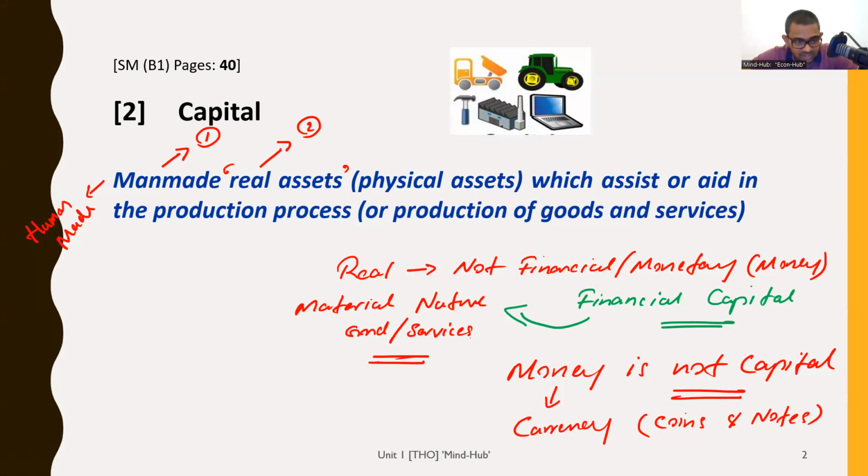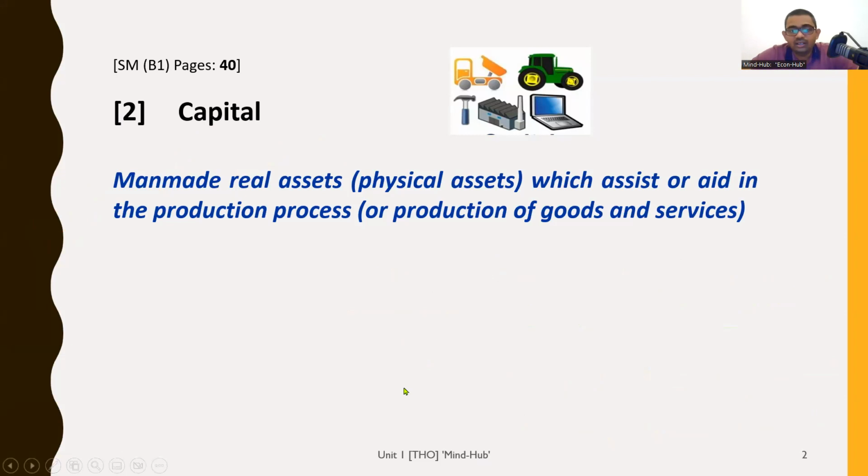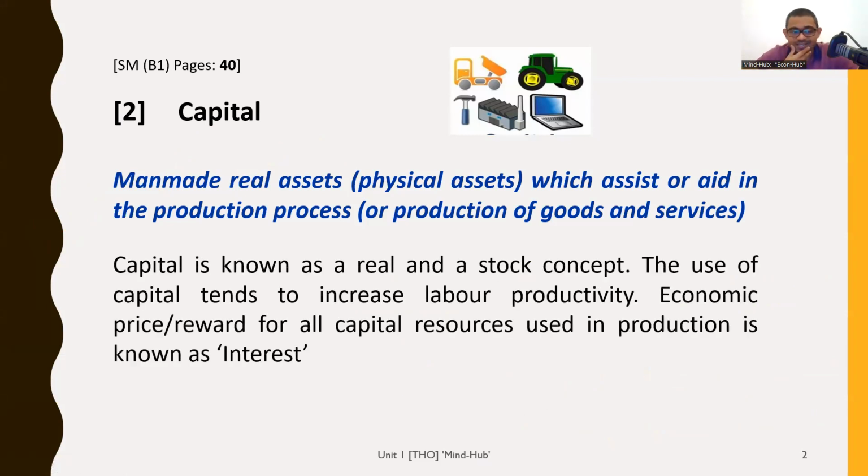So let me clear this a bit and quickly we'll read the rest of the note. This is printed. Remember how we do the description? Capital is known as a real and a stock concept. I'll explain, that's a very simple thing. The use of capital tends to increase labor productivity. These are some of the key characteristics of capital. The more machinery, equipment and technology we use, the more goods and services we can produce. Efficiency and productivity improve. The economic price reward for all capital resources used in production is known as interest.